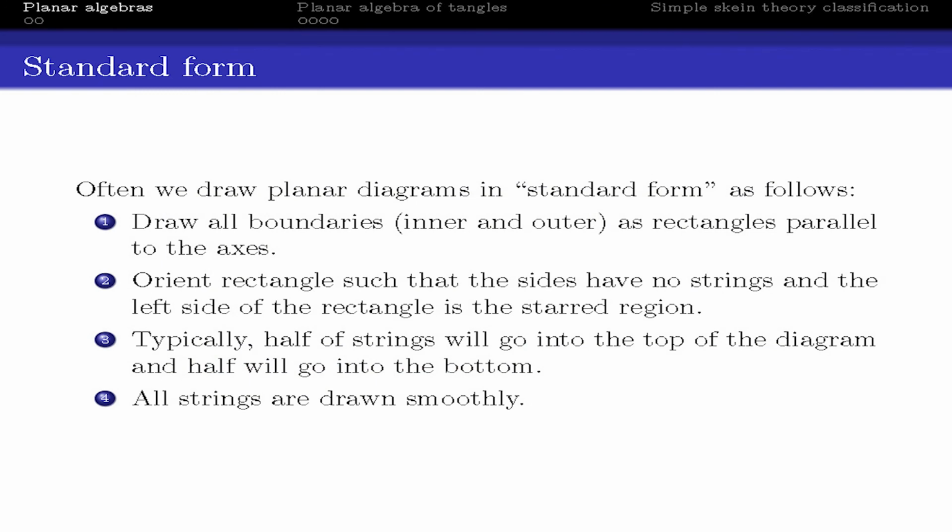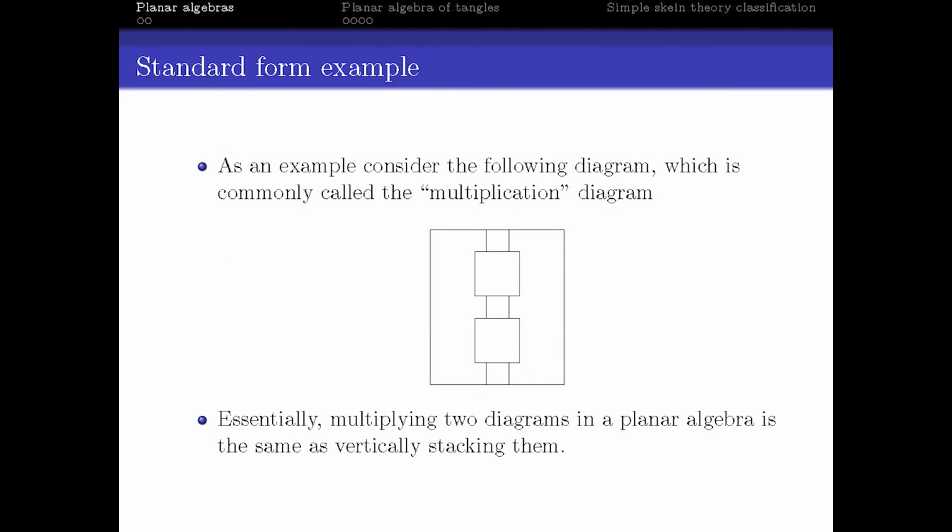Often, we will draw planar diagrams in standard form. So we draw all boundaries, inner and outer, as rectangles instead of circles, where they're pulled parallel to the axes, and we orient each rectangle such that the sides have no strings and the left side of the rectangle is always the starred region. And typically, we put half of the strings on top and half of the strings on bottom, but sometimes for convenience, we ignore that convention. As an example, we can see here the multiplication diagram.